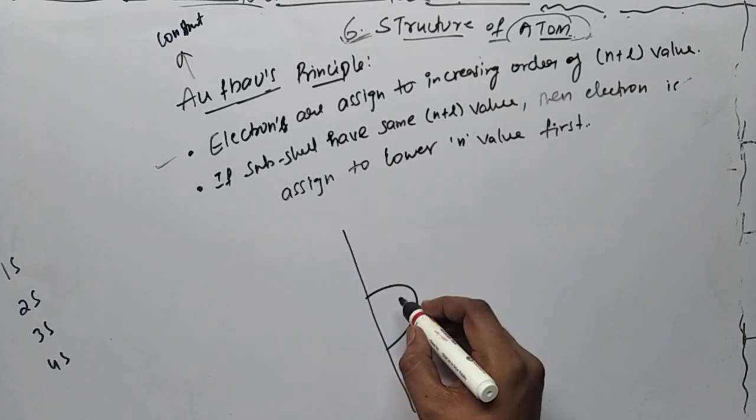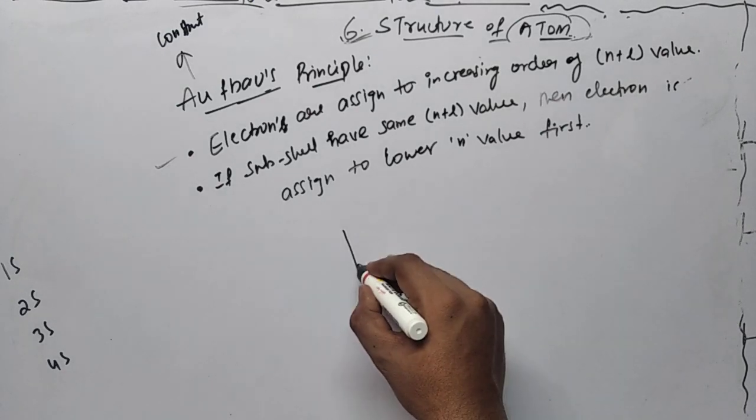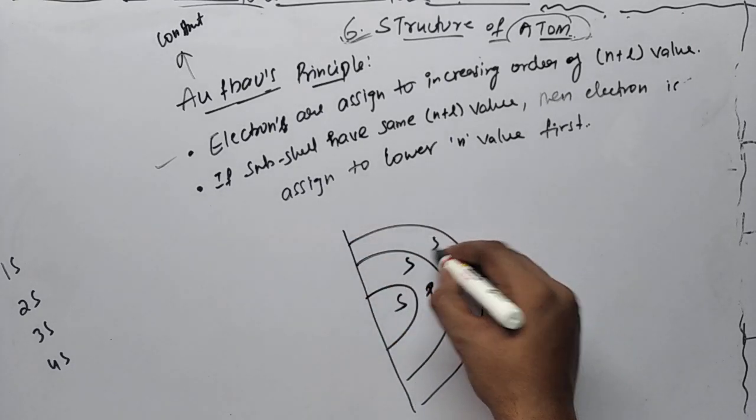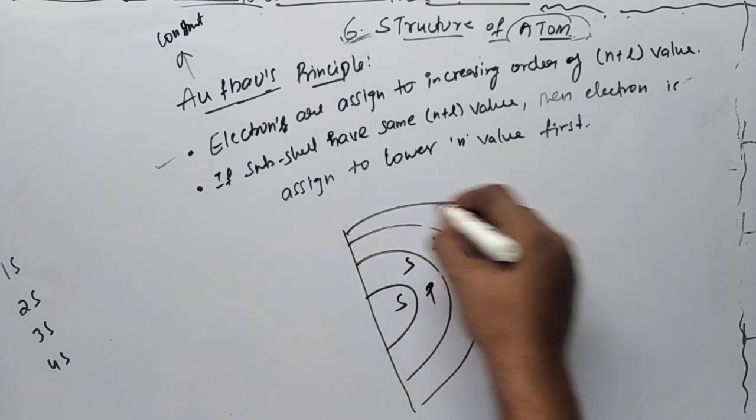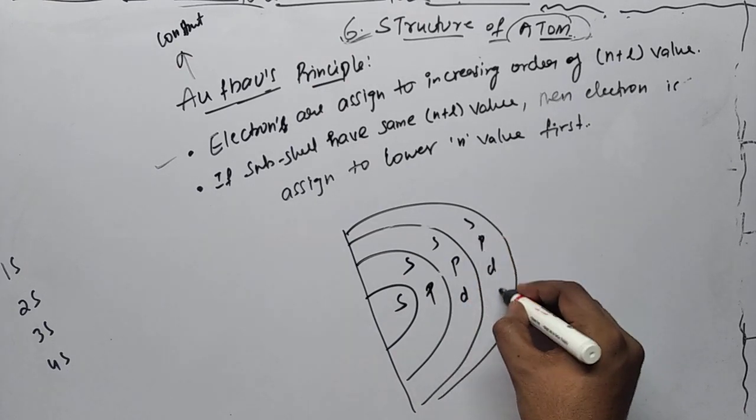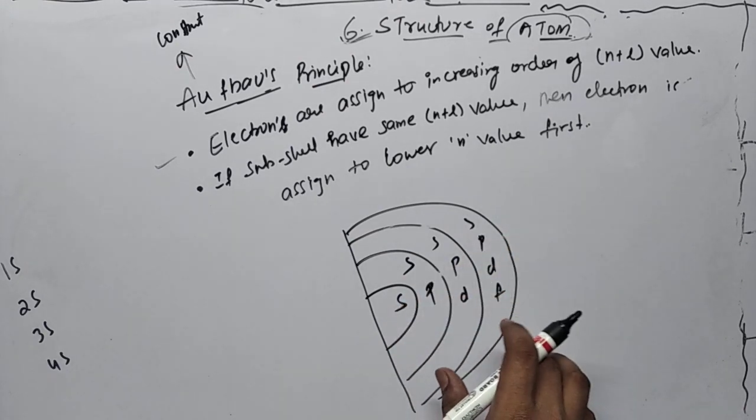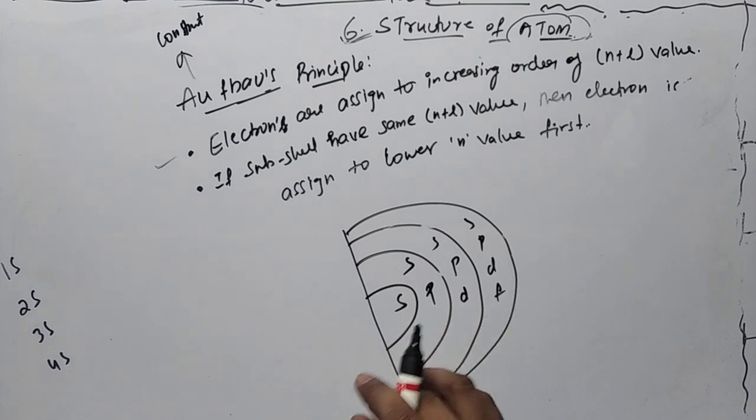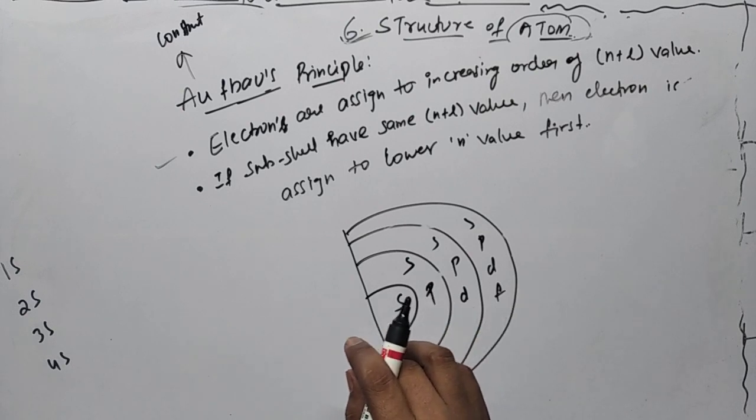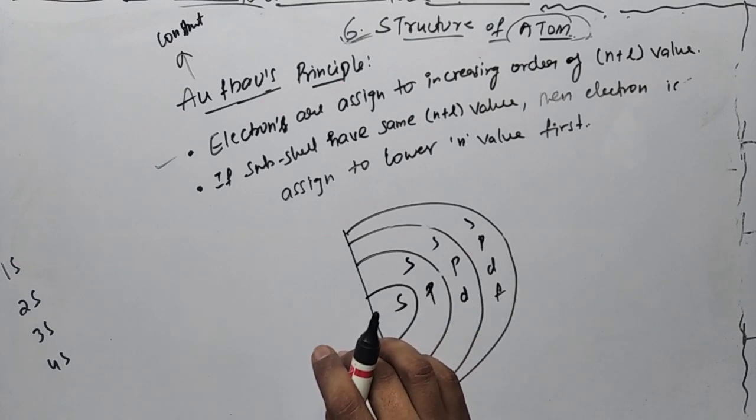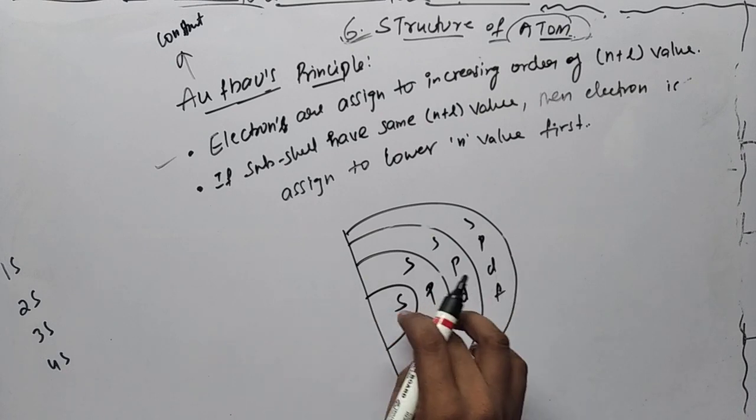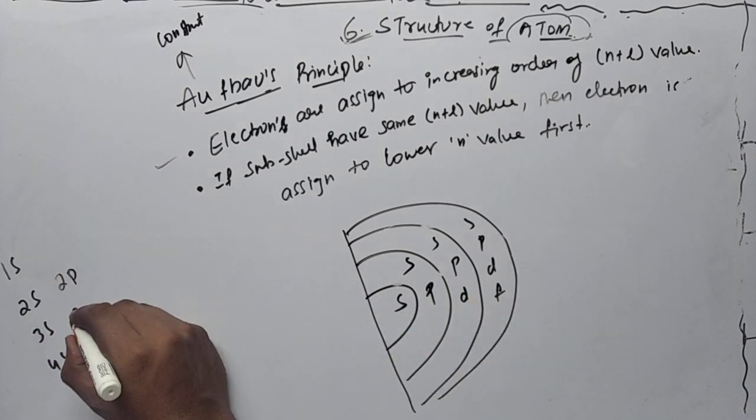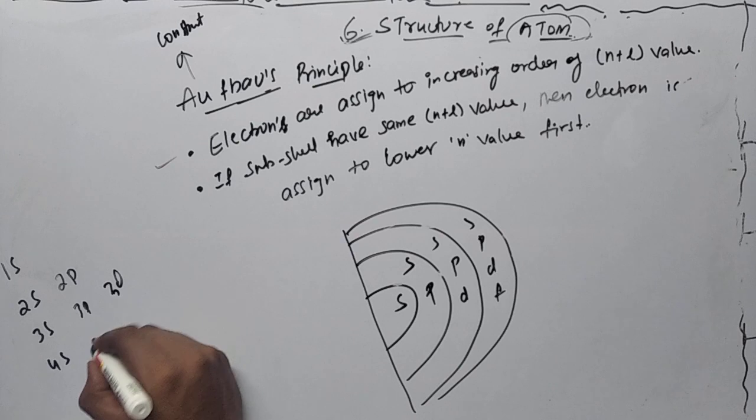In the first shell we have only one orbital, s. In the second shell we have two subshells, s and p. In the third we have s, p, d. In the fourth we have s, p, d, f. Now we have to find which shell the electron will enter first. If you take the order of energy of the different orbitals, first we have 1s, next 2s, 2p, 3s, 3p, 3d, 4s, 4p, 4d, 4f.